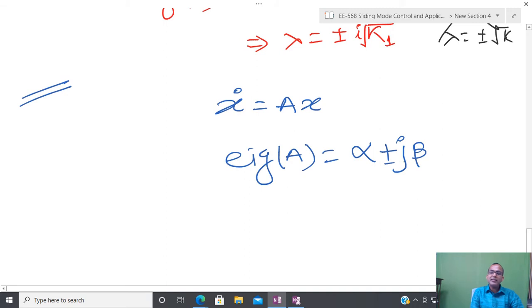Plus minus j. Complex numbers always occur in pairs. Whenever a complex number occurs, it occurs in a pair. Here, without loss of generality, I am assuming alpha and beta. Alpha might be positive or negative, but I can fix the sign of beta. So you can assume that beta is greater than 0, and alpha might be greater than or less than or equal to 0. That doesn't matter for me.